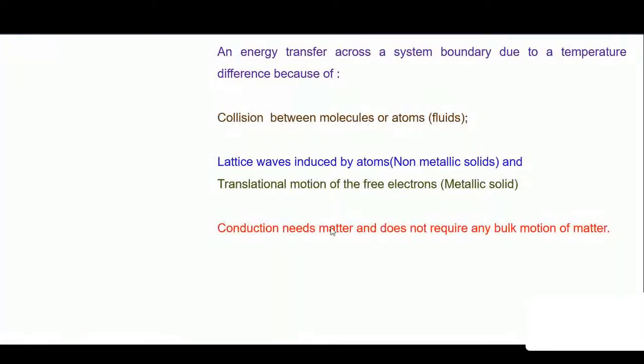Conduction needs matter and does not require any bulk motion of the matter. So if the matter is non-moving, then conduction is going to happen through it. But one important aspect is conduction needs some material to transfer, and these are the three different mechanisms by which conduction can occur through solids, liquids, and gases.